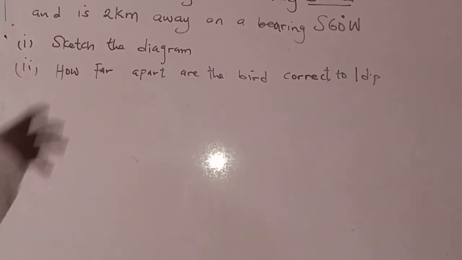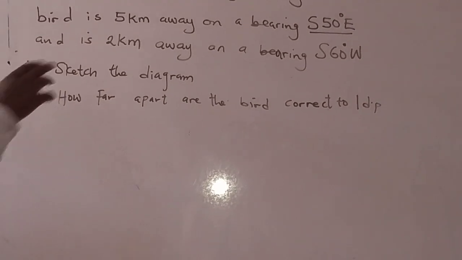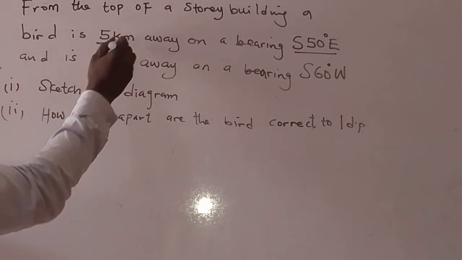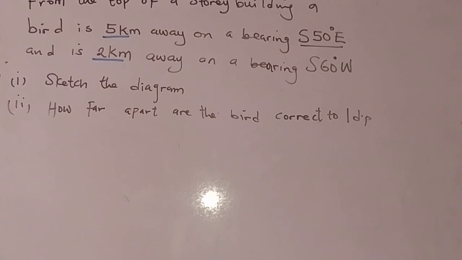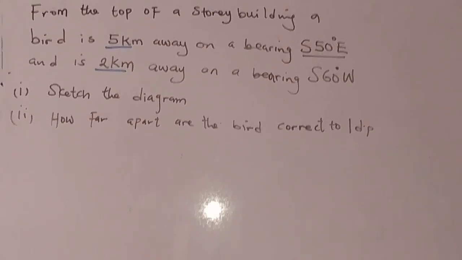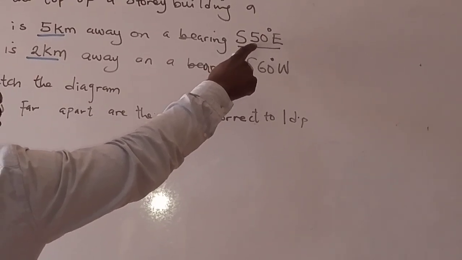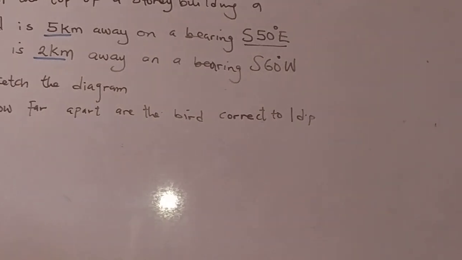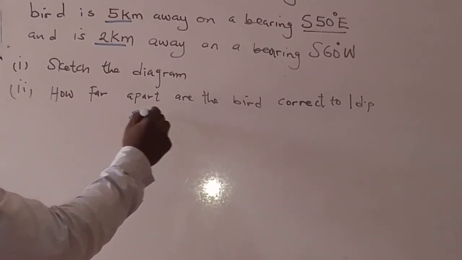Don't forget, there are 2 beds involved here. One is at a distance of 5 kilometers. The other one is at a distance of 2 kilometers from the top of the storey building. They've given us the direction already as 50 degrees southeast and 60 degrees southwest. Okay, so solution.